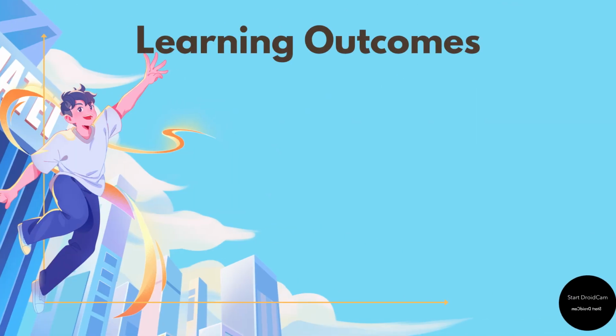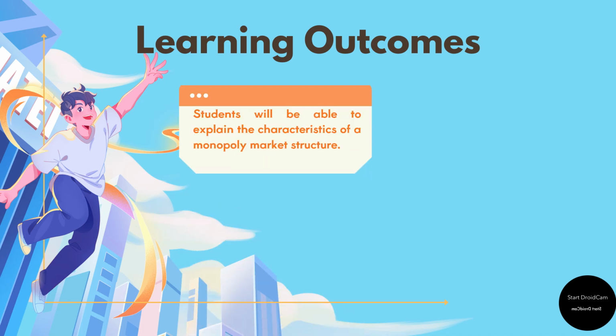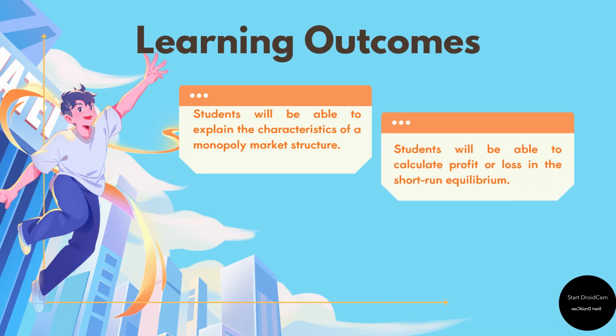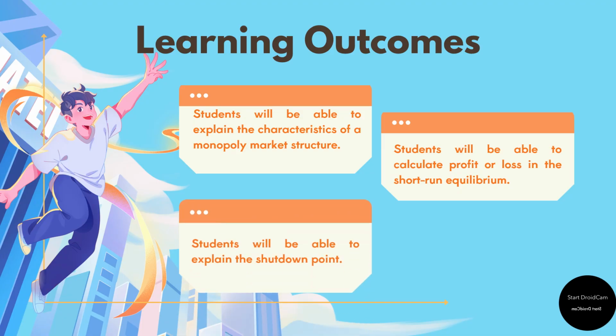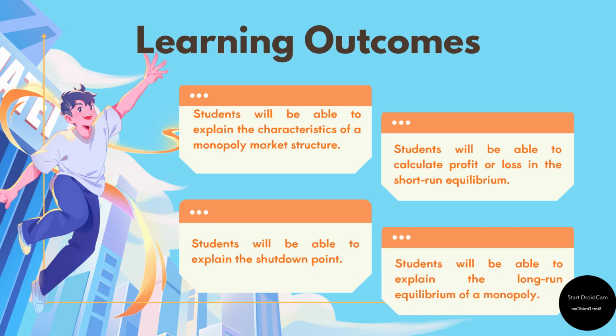Before we begin, let's look at what you should be able to do by the end of this lesson. First, you should be able to explain the characteristics of a monopoly market structure. Second, you should be able to calculate profit or loss in the short run equilibrium. Third, you should be able to explain the shutdown point. This is particularly important when a monopolist is making a loss. And finally, you should be able to explain the long-run equilibrium of a monopoly. Keep these four learning outcomes in mind as we go through the lesson.